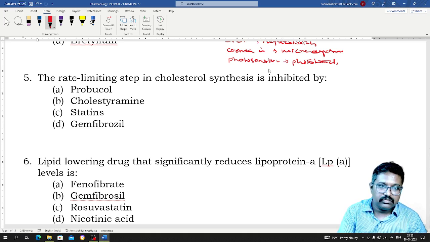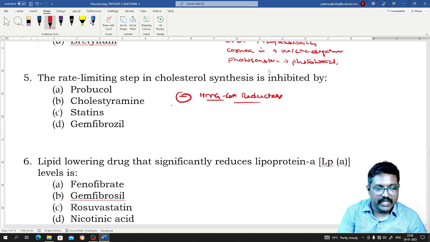So the rate limiting step in the synthesis of cholesterol will be your HMG CoA reductase enzyme. So which is the drug among this which is going to inhibit the HMG CoA reductase activity? Again a direct question, that is your statins. Statins are the ones which are going to inhibit the HMG CoA reductase.